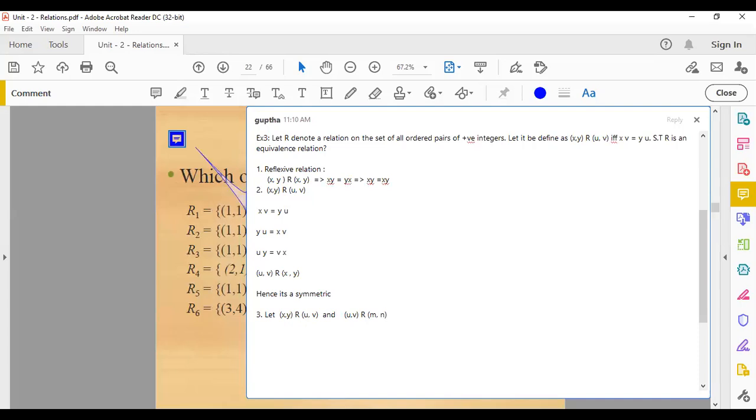Finally we want to get, guys, A is related to B, B is related to C. Finally what we want to get is (X, Y) related to (M, N). Very good. Then we want to prove this, and we can say it is a transitive relation.